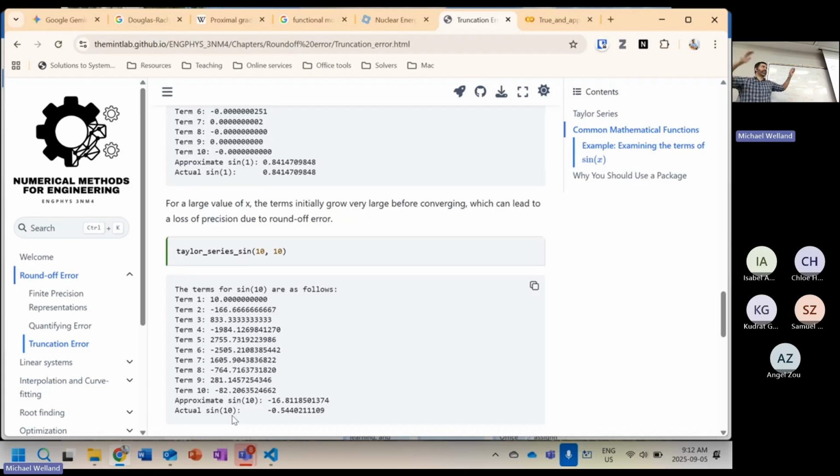Just because you're doing sine of 10 instead of sine of 1, what you're actually doing is expanding around 0. Everybody knows what sine of 0 is. It's 0. So the difference between sine of 0 and sine of 1 is a step size of 1. The difference between sine of 0 and sine of 10 is a step size of 10. Now your step size is becoming massive. It does converge, but it gets terrible before it gets better.